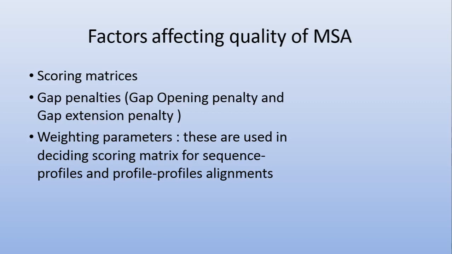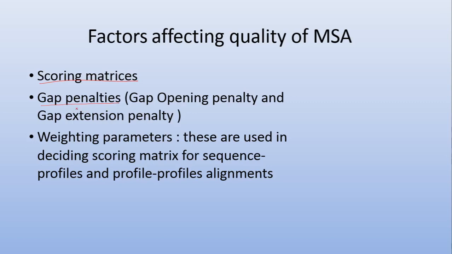And this is how ClustalW works, at least. So now let us talk about the factors that might affect the quality of multiple sequence alignment. First and foremost is the scoring matrix. What type of scoring matrix do you use? How do you assign the penalties? How do you assign the gap opening penalty, and how do you handle the gap extension penalty? So gap penalties might also affect the quality of MSA.